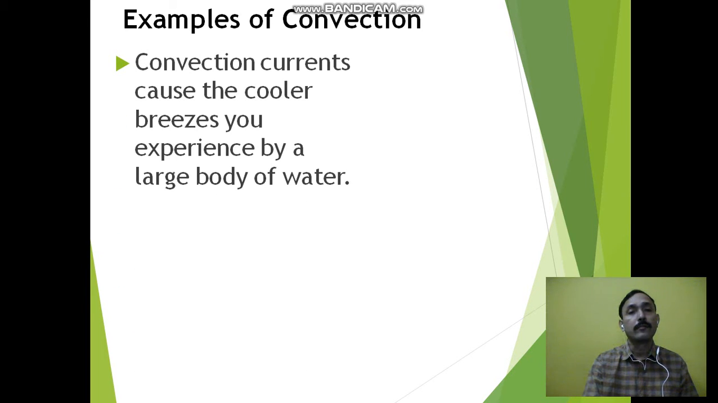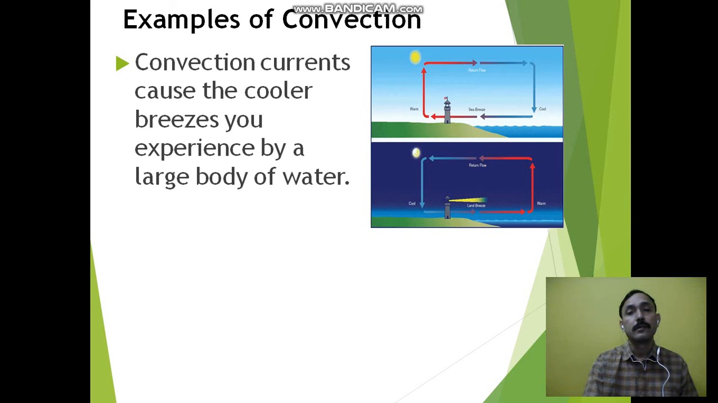Convection currents cause the cooler breeze you experience by a large body of water. The air becomes hot here close to the surface. It will move up, and this cool heavier air will come down. So there is a cooler breeze.